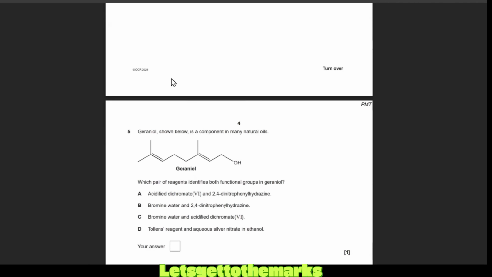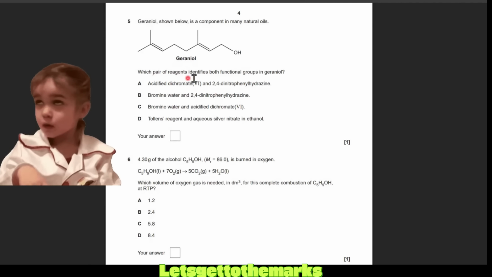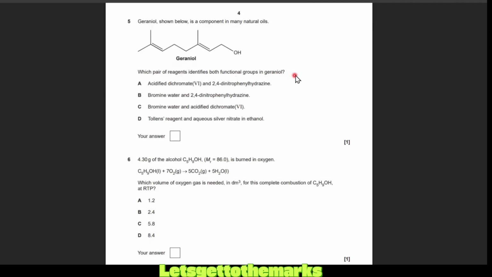Right, let's go. Question 5. Geraniol, shown below, is a component in many natural oils. Geraniol, I don't know how to say that, guys, I'm going to be honest with you. Which pair of reagents identifies both functional groups in geraniol? What are the functional groups? Well, we have an alkene, the double bond, and we have an alcohol.